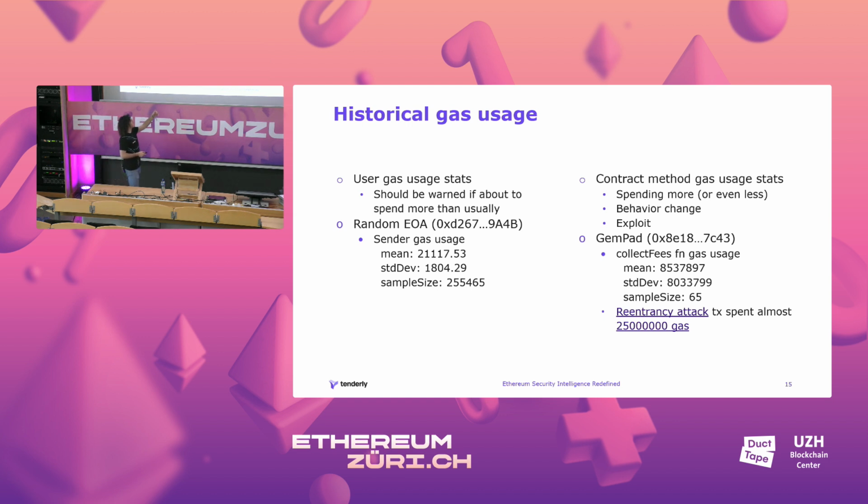On the other side, we're collecting the same statistics about gas usage, but for each method of each contract. Here I have an example of Gempad. I'm not really familiar with the contract, but there was an attack on it a month ago. Its collect fees function in general has gas usage with a mean around 8.5 million. But a month ago, somebody found an issue with it, and they did a re-entrancy attack on it. That transaction spent 3 times more gas than its average. So if the owner of the contract had some kind of signaling about their gas usage statistics, they could have immediately known that something was happening with their contract.